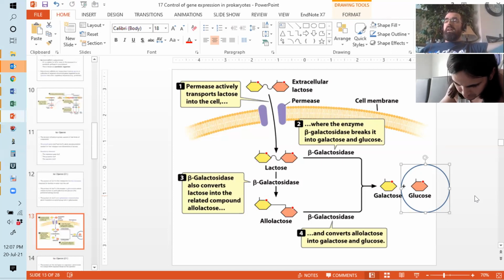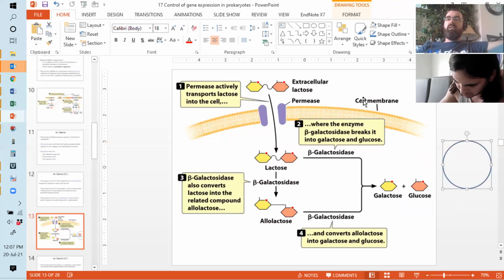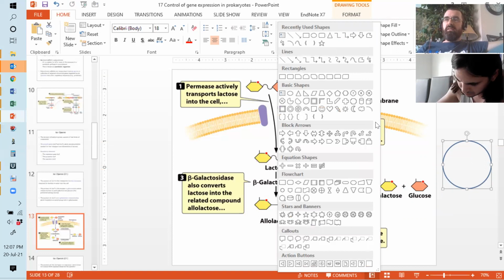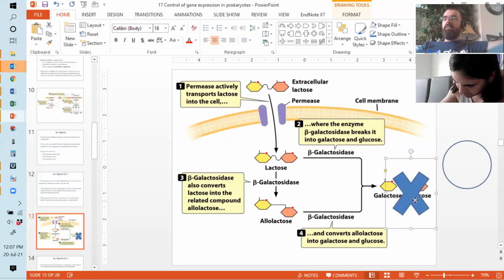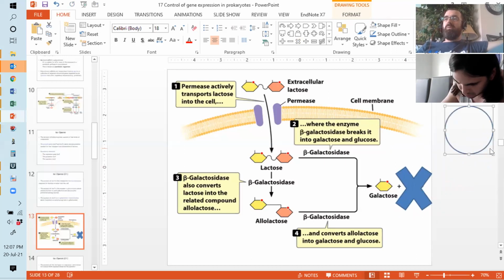So really what the bacteria are doing, and obviously they're not conscious about this, is they're going to go, okay, let's say I don't have, where's my Gonzo X? It's in there somewhere. Here we go. Kind of like real-time live PowerPoint editing.